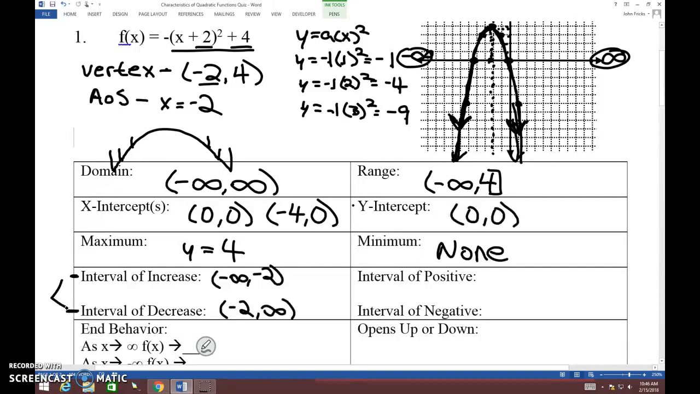Now, interval of positive and negative is when we're above, so this is going to be above, and this is going to be below. So positive is when we're above. So if we look here, above the x-axis is going to be everything that is on top. I just kind of marked it there so you can see that it's above. But that's going to be from this point to this point, which is going to be from negative 4 to 0. So above is going to be from negative 4 to 0.